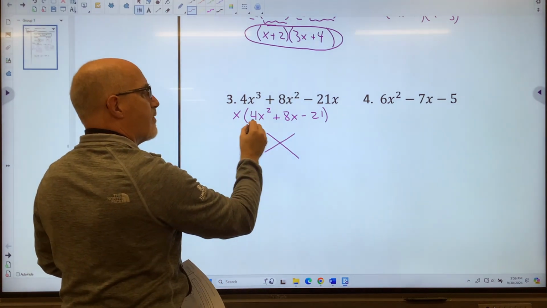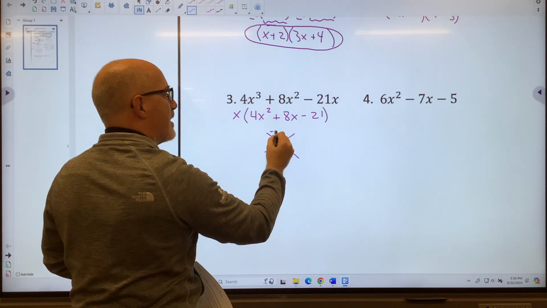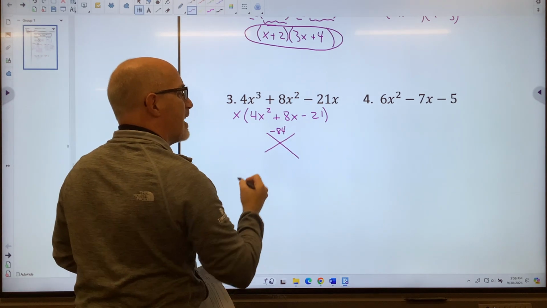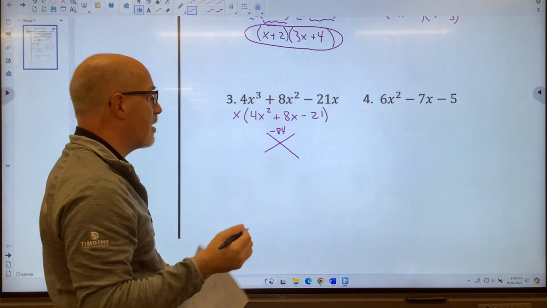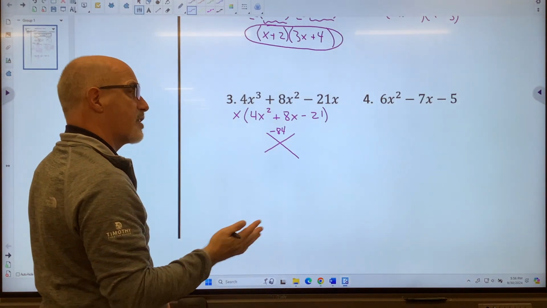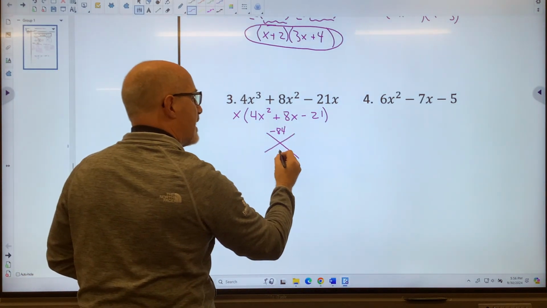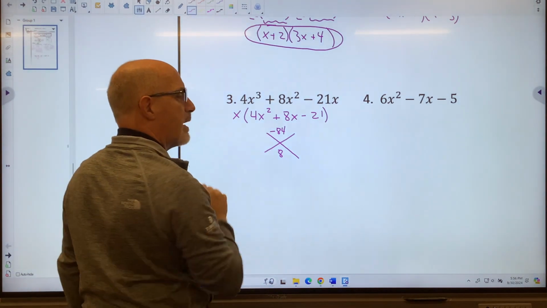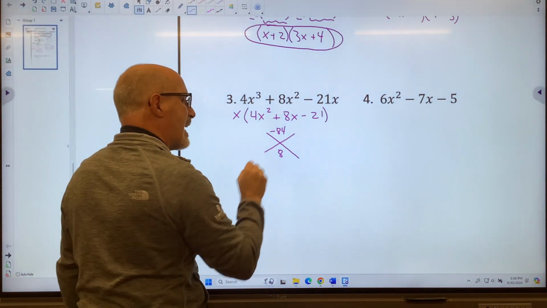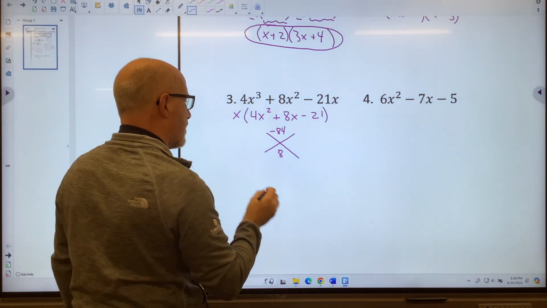Now 4 times that negative 21 is negative 84. That's a really large negative number. You got to recognize that there's going to be a lot of factors for that. Bring the 8 and just put it down here. So I'm looking for two numbers that multiply to get negative 84, add together give me 8. Well, there's a lot of options here.